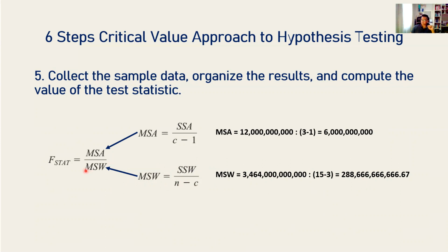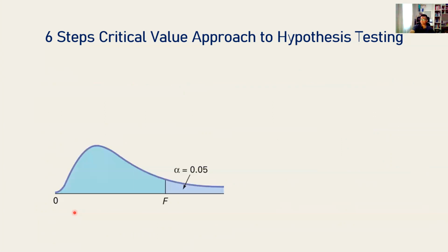And then the F-statistic is simply a ratio, dividing the MSA by the MSW value. So 6 billion divided by 288 trillion equals 0.0207. So we have the test statistic value of 0.0207. And then we come to the 6th step, which is comparing the test statistic and the F critical value.